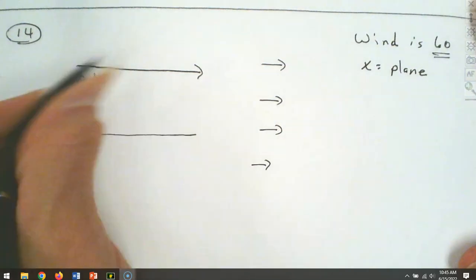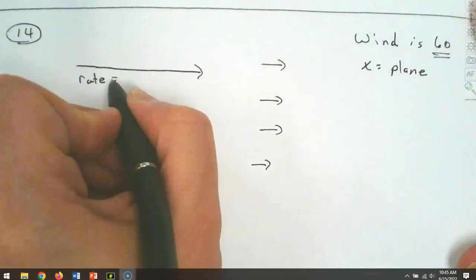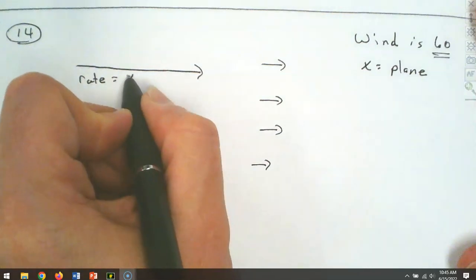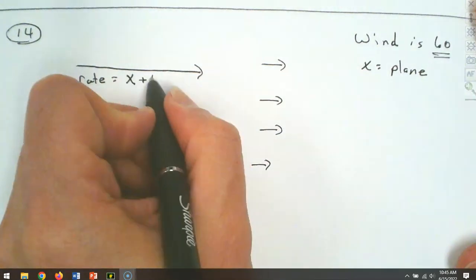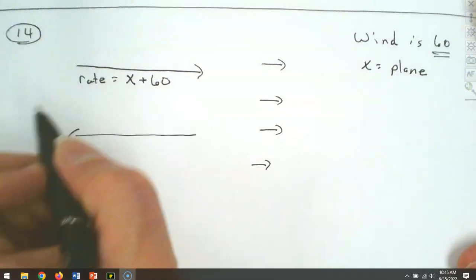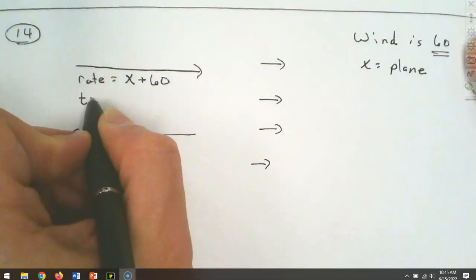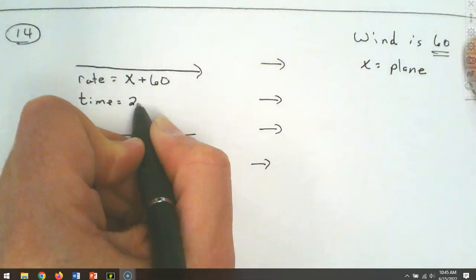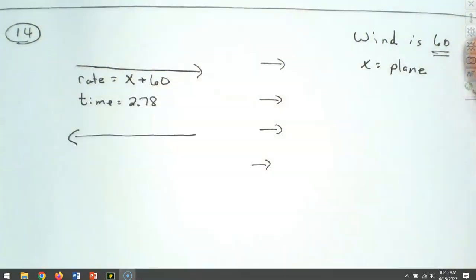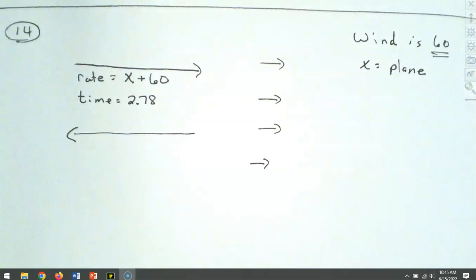So my rate, because this is my wind here, when we go there, my rate is going to be the speed of the plane, which is x, plus 60. And then we have a time. The time, if we read it, from Metro City to Gotham takes 2.78 hours. So we have to have a rate, we have to have a time. So this is when we go from Metro City to Gotham.